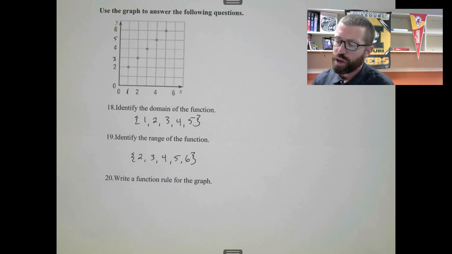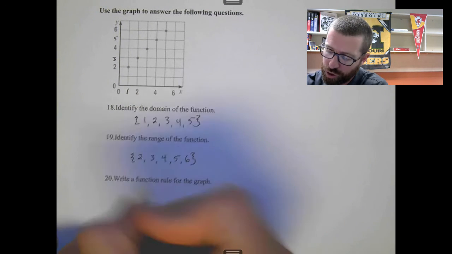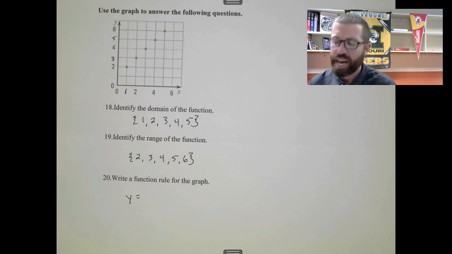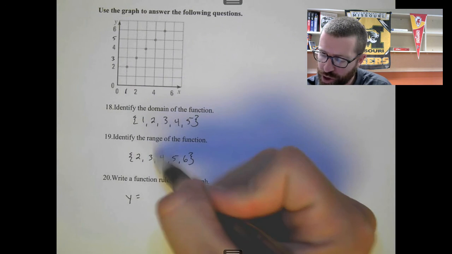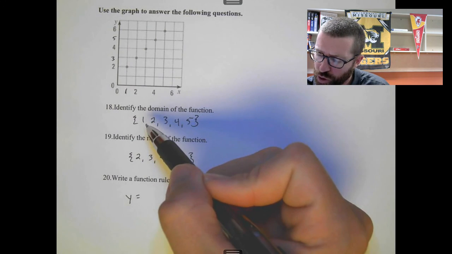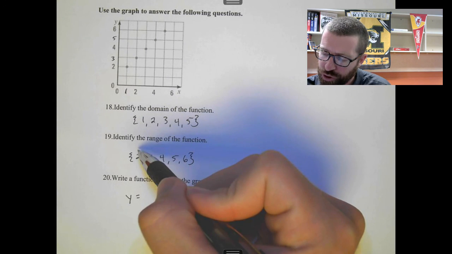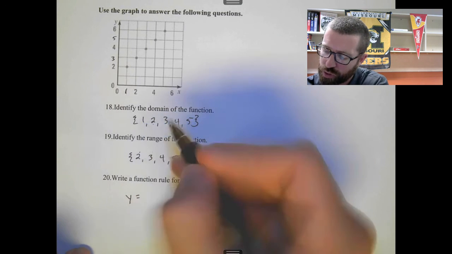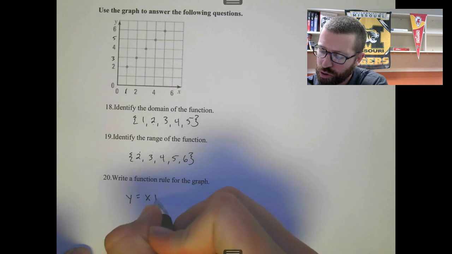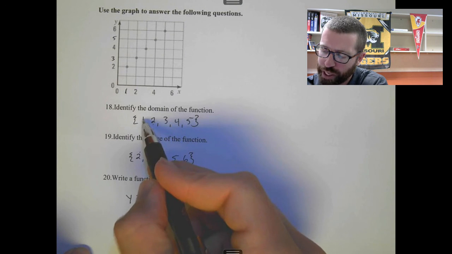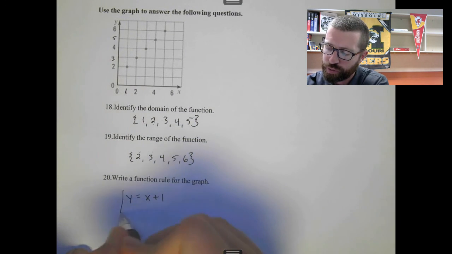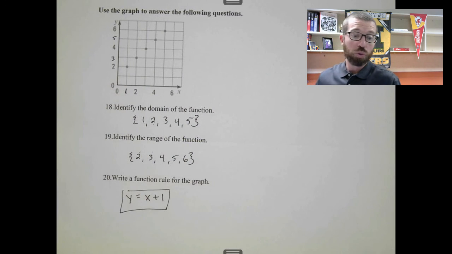Okay, and then we want to identify a rule for the function. So we're going to say y equals, and then look for a pattern. If you need to write a table, you could. These kind of line up as is. So I'm taking x and I'm adding 1 each time to it. If I do x plus 1, I get 2. 2 plus 1, I get 3. 3 plus 1, I get 4. And so that is my function rule.